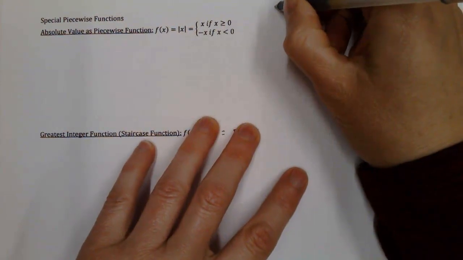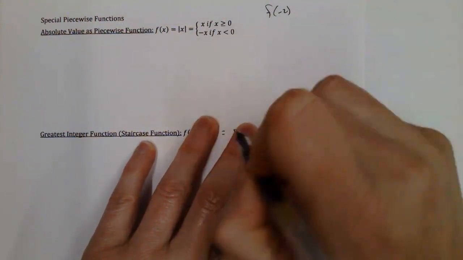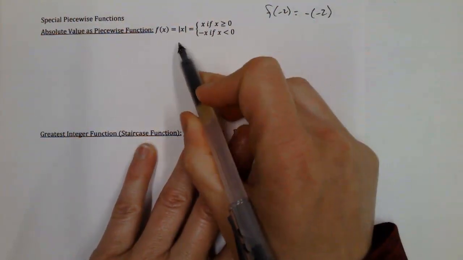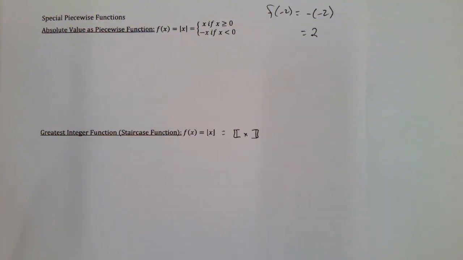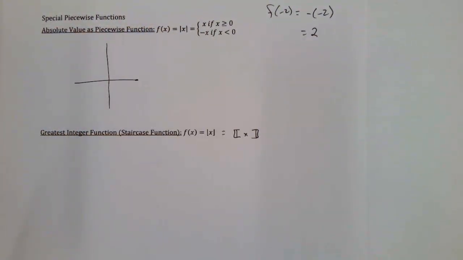So think of, if I do f of negative 2, using this as a piecewise, that means I'm doing that one, but the negative of a negative is positive, and so yes, it still works out, but that negative drops out. We can also do this graphically.